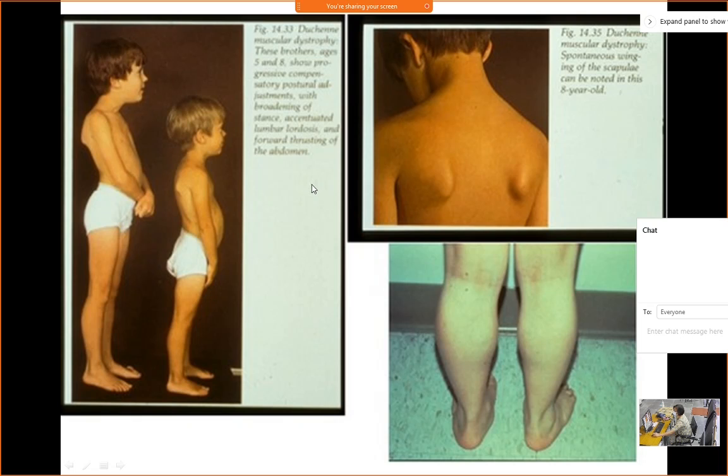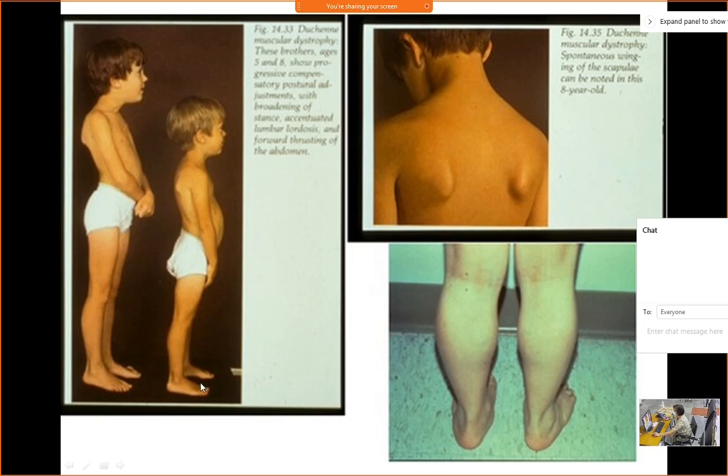Duchenne muscular dystrophy is because of defective synthesis of the dystrophin gene, which is situated at Xp21. They are normal at birth, and early motor milestones will be normal. However, as they start to walk, the problem is seen, and they start to be very clumsy, they start to fall down, and then gradually as they grow up, they have postural adjustments.